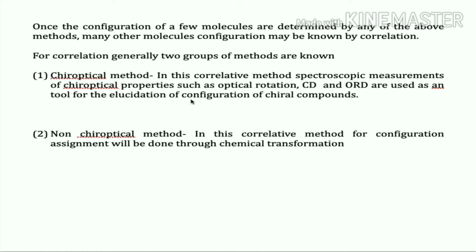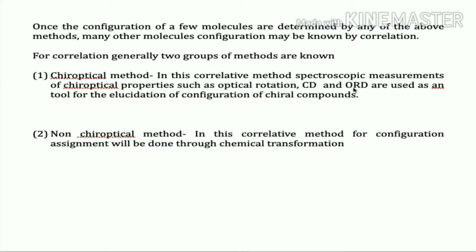So there are two correlation methods, the chiroptical method and the non-chiroptical method. In the chiroptical method, we compare the spectroscopic measurements of chiroptical properties like optical rotation, circular dichroism, or optical rotatory dispersion, correlating them to get the configuration of a new chiral compound. In the non-chiroptical method, we assign the configuration by chemical transformation.